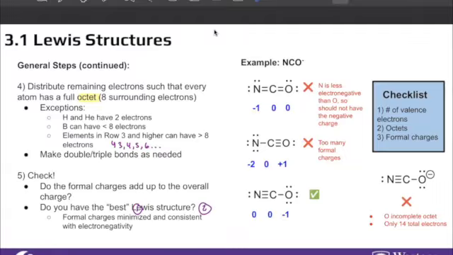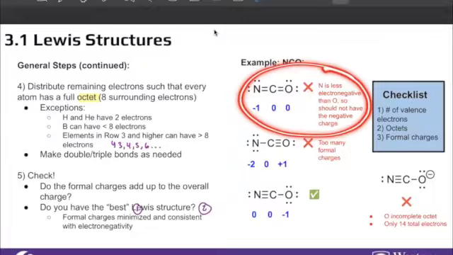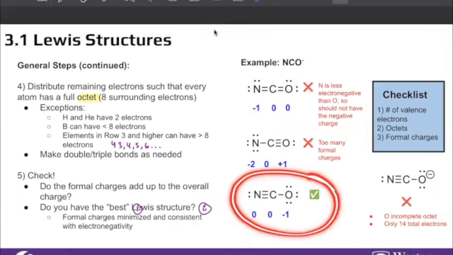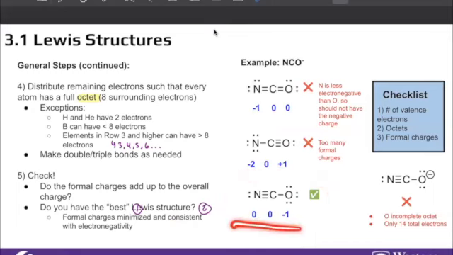And when we say consistent with electronegativity, what we mean is that we want electronegative atoms to be the ones that have the negative formal charges on them. You can see this is an example of something that does not follow that, because nitrogen gets that -1 charge, but it's not the most electronegative atom here. Oxygen is. So this is our best structure because our formal charges are kept very simple, just 1, and that 1 charge is also on our most electronegative atom, which is oxygen.